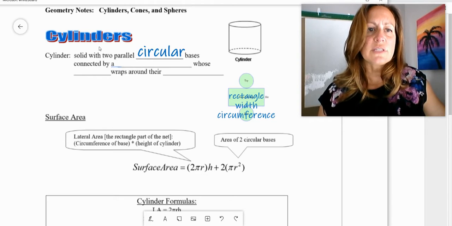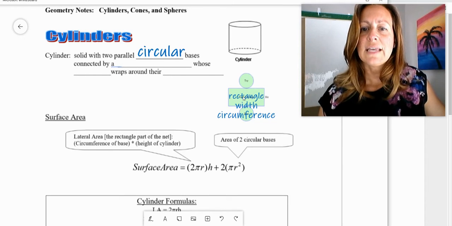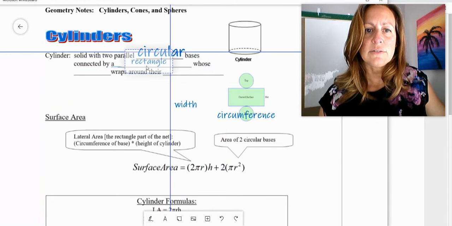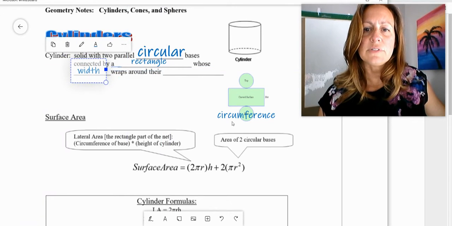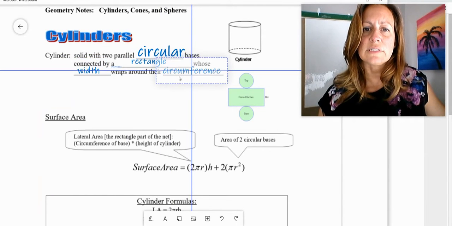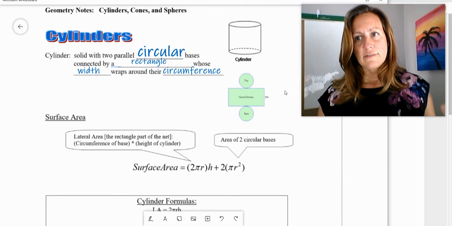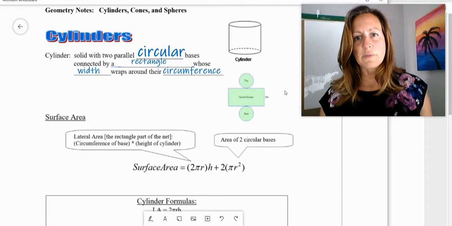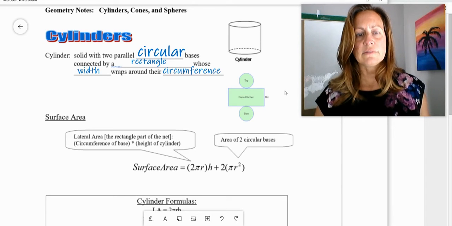So, starting with cylinders, the definition of a cylinder would be a solid that has two parallel circular bases connected by a rectangle whose width wraps around their circumferences. Basically, the rectangular area wraps around the circumference like a label on a soup can to create the body of the solid.